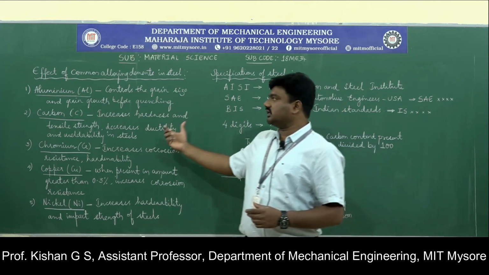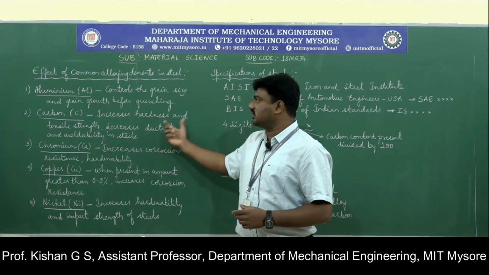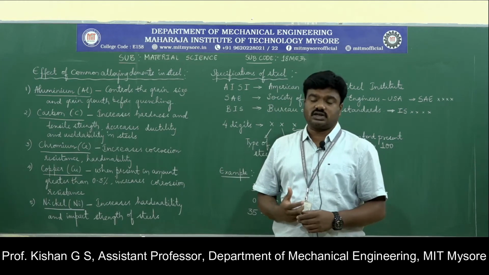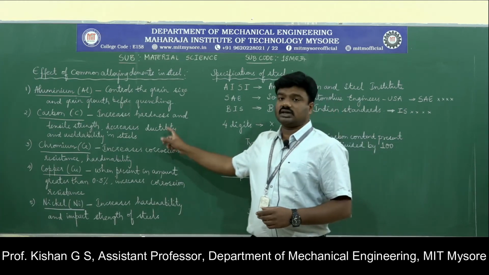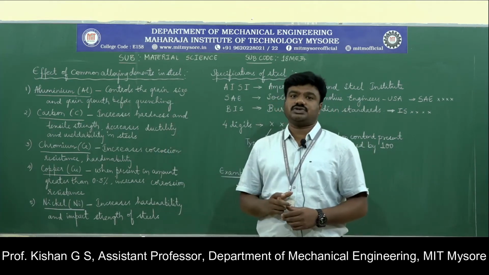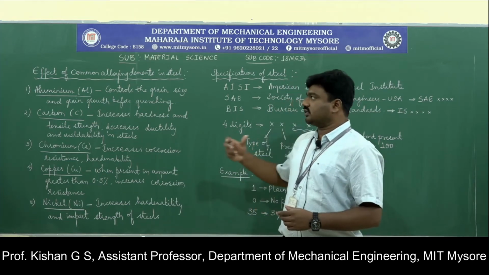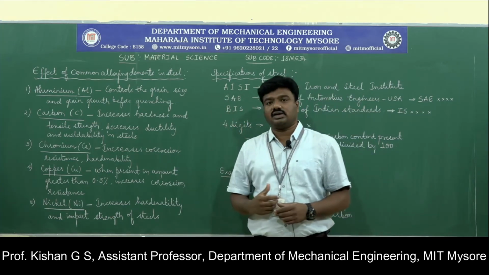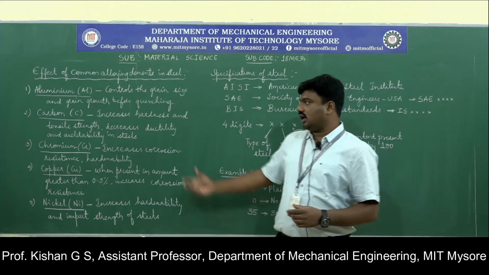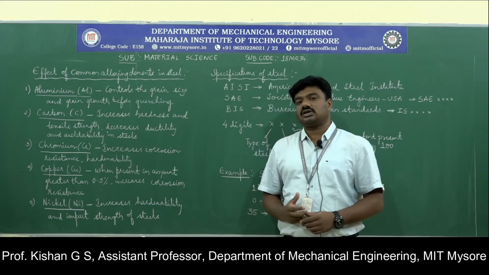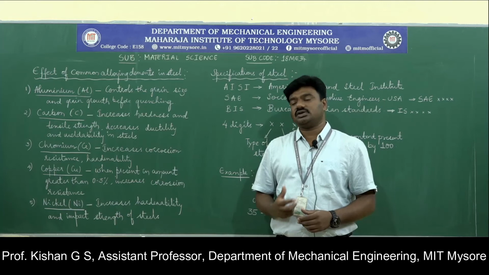What if carbon is included? If carbon is included, it increases the hardness and tensile strength, but it decreases the ductility and weldability of the steel. So this is how the effect of carbon as an alloying element in steel is to be understood. And if it is chromium, it increases the corrosion resistance and hardenability in steel.